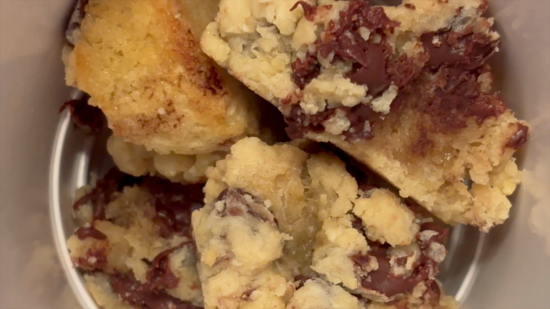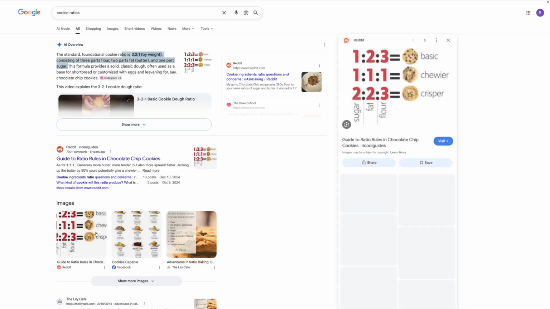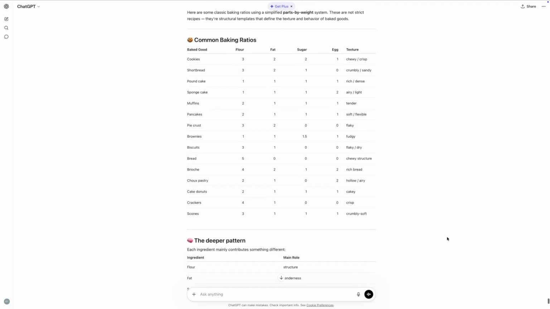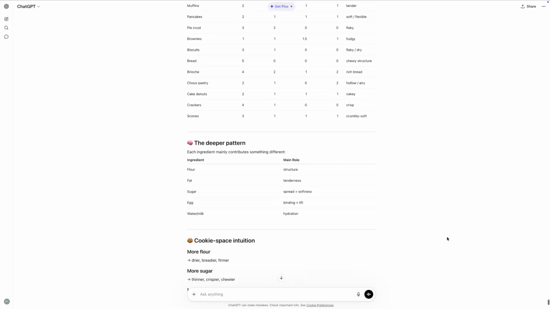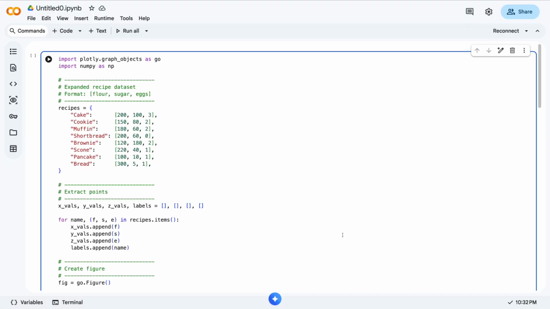A quick internet search determines that it's the ratios that matter. For example, a cookie has a 3 to 2 to 1 flour, butter, sugar ratio. A cake usually has a 1 to 1 to 1 to 1 flour, butter, sugar, egg ratio. There's a bit more to it, like how much leavening, that's the baking soda and baking powder, is used, but mostly it's just playing around with these ratios that make baked goods different from each other.